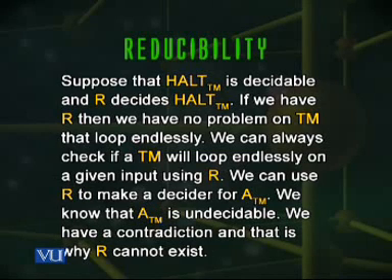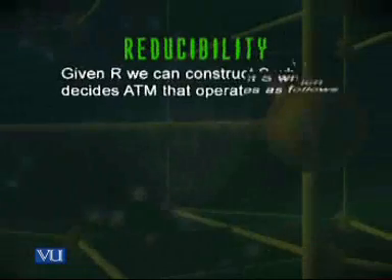Since we know that ATM is undecidable, therefore we have a contradiction, and therefore we conclude that R doesn't exist. How do we use this Turing machine R to make another decider for ATM? Well, let's call that decider S. Here is a description of that decider.